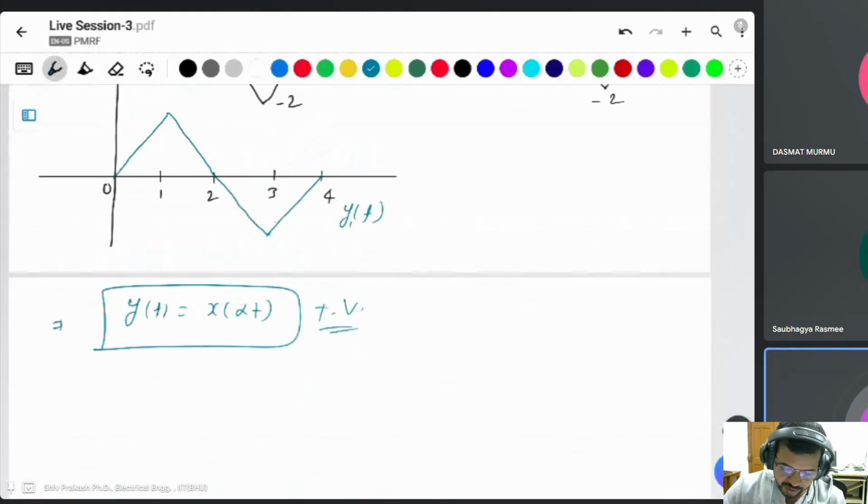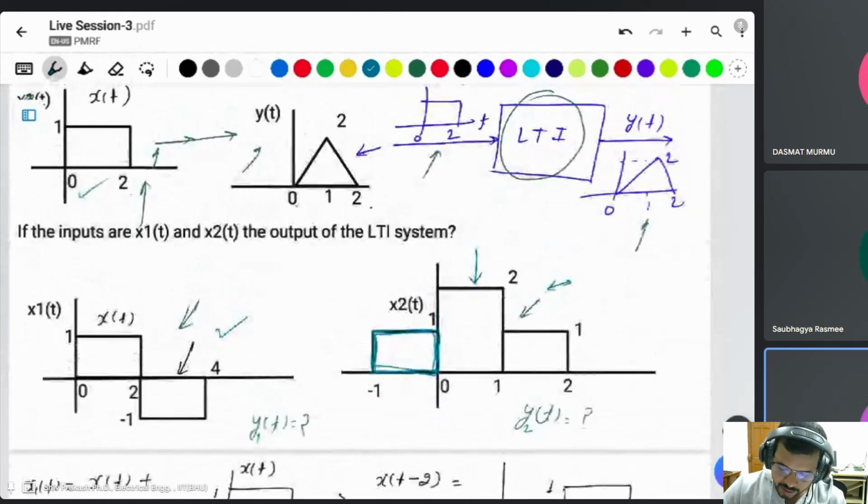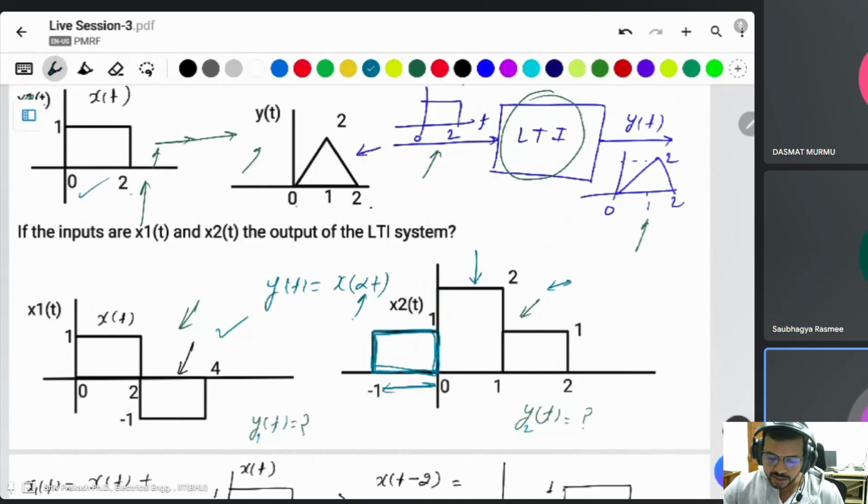Then how can you find it? This is the compression. Compression is only possible when you apply the scalar, y(t) is equal to x(alpha t) something. Then there is a possibility to compress the signal, but you can't use this one because this is not a time-invariant system. This is outside the LTI system. Then how can you find this one?